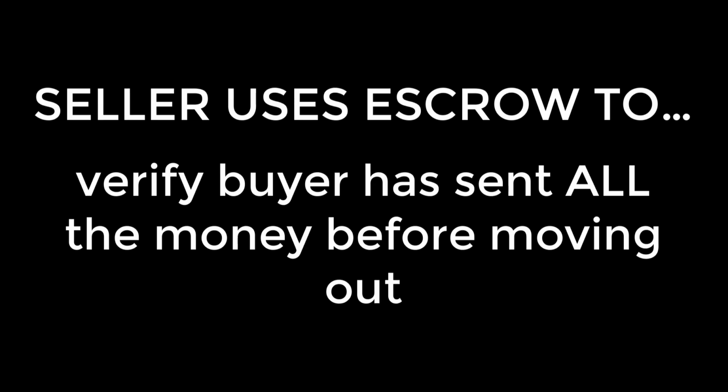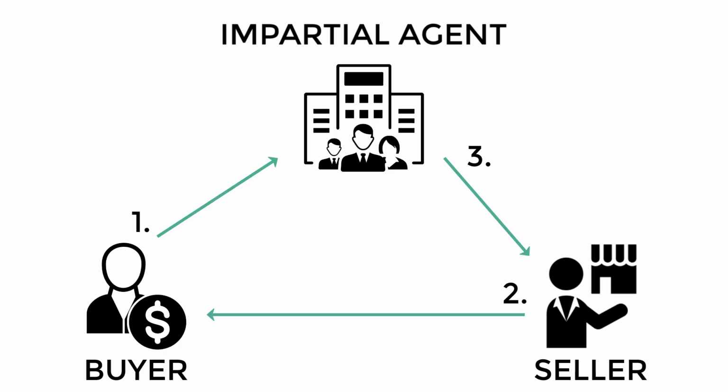On the seller side, the seller wants to make sure they're interacting with a buyer who actually has all of the money being agreed upon as the final sale price at the beginning of the transaction. The role of the impartial agent has typically been filled by a third-party company operated by human beings. This is the standard for how things are done today.